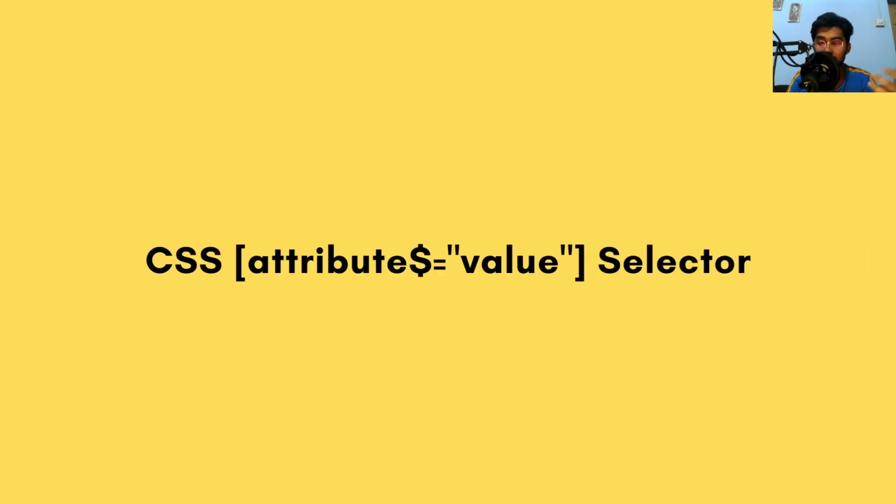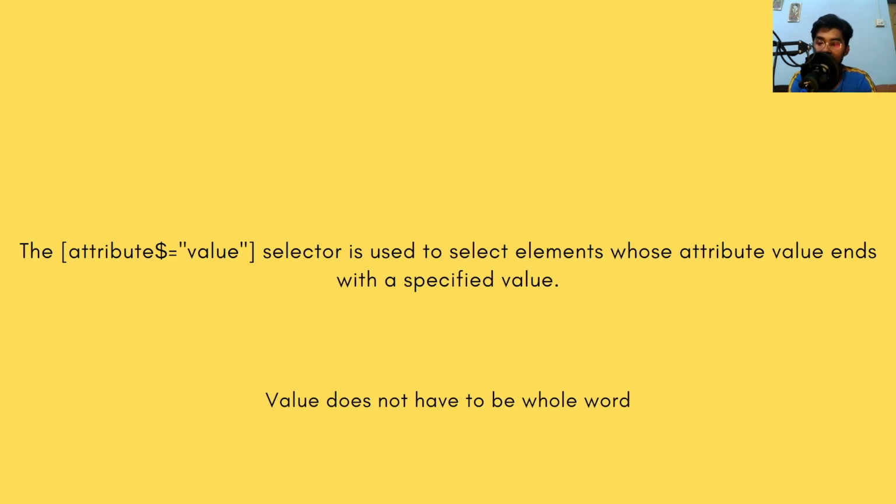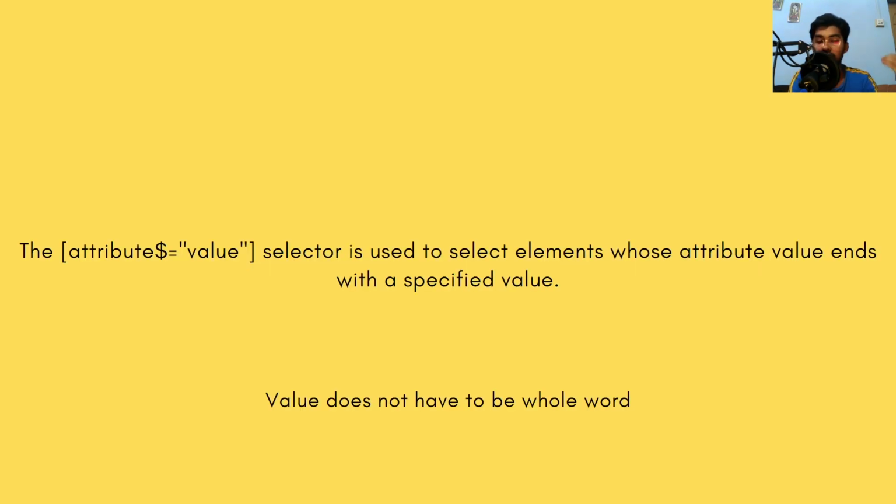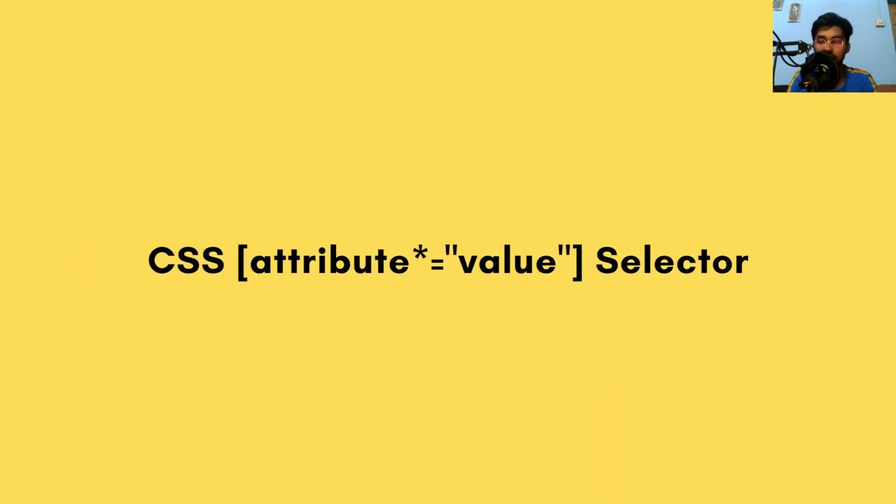Alright, so the next one is this one with the $ sign. And what is this about? This selector is used to select the elements whose attribute values end with the specified value. So the previous one was start with the specified value, and this one is end with the specified value. Both values don't have to be a complete word, so you have to remember that. And the next one is this with the $ sign.